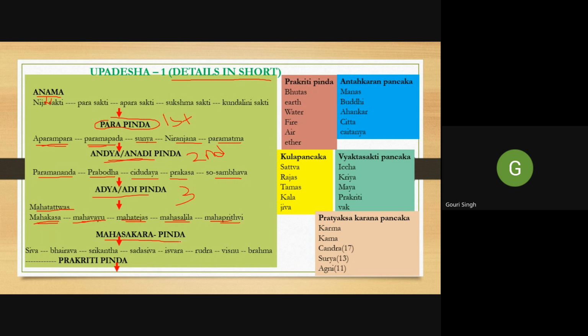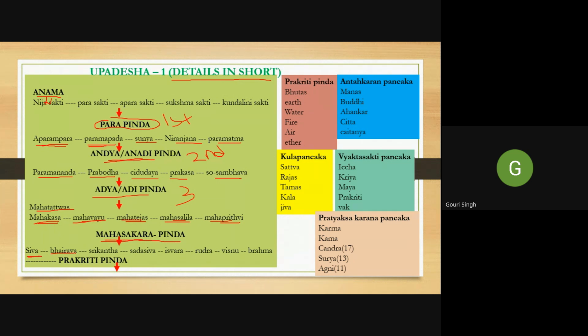Here it is said that the Mahasakra Pinda is the cosmic energy, the combination of Shiva and Parvati, and Mahasakra is also known as Lord Shiva. This is the discussion regarding the Mahasakra Pinda. When this Mahasakra Pinda is formed, what happens? The Mahasakra Pinda has some murtis, which are the Ishta Devata.